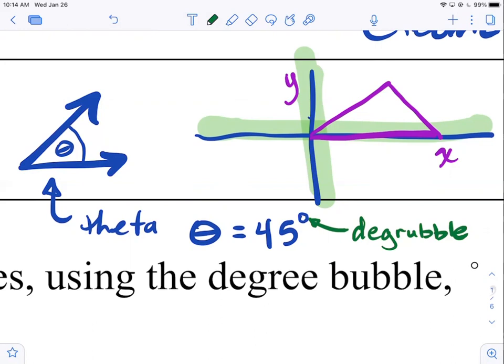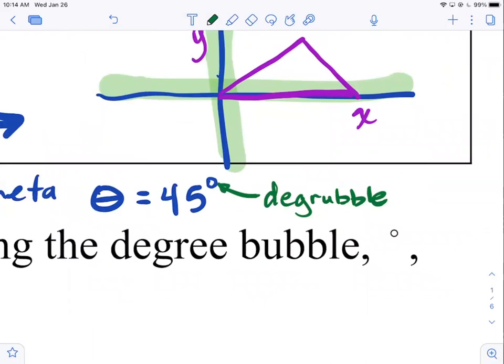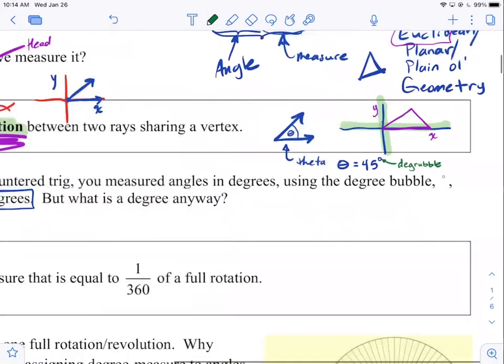You have to have that degrubble if you're talking about degrees, which is a measure of rotation, okay? Now, don't get confused with other versions of degrees, right? If I put a degrubble with a capital F behind it, now we're talking about degrees Fahrenheit. If I put a degrubble with a C behind it, we're talking about centigrade or Celsius. Kelvin doesn't have a degree bubble. Someone last period said, what about a college degree? And I'm like, yeah, maybe. I don't think they use the degrubble on that, but it's another version of degree. So 45 degrees. Now, we need to define what a degree is, right?